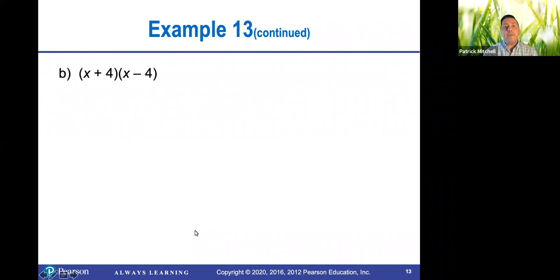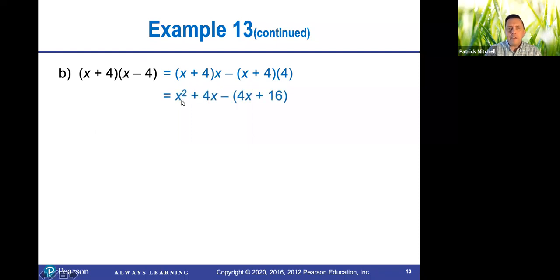Next, we have x plus 4 times x minus 4. So first, we'll distribute the x plus 4 over the difference x minus 4. So x plus 4 times x minus x plus 4 times 4. Now we'll distribute the x and the 4.